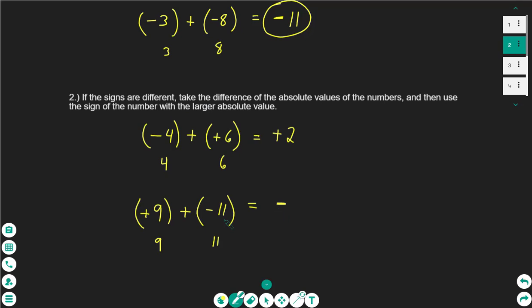But he gets damaged. We take the difference of these two numbers. So we take the larger number, we subtract the smaller number from it. 11 minus 9 is 2, so our answer is -2. All right? Hopefully that kind of makes sense. Those are the two basic rules for adding signed numbers.